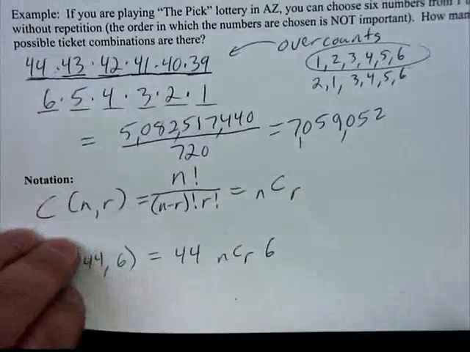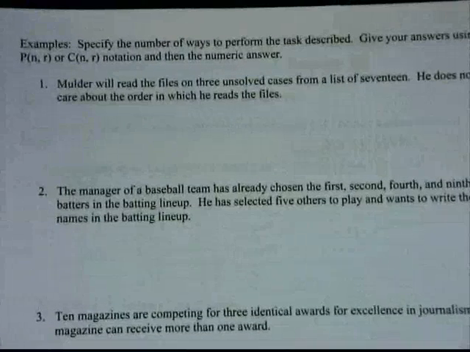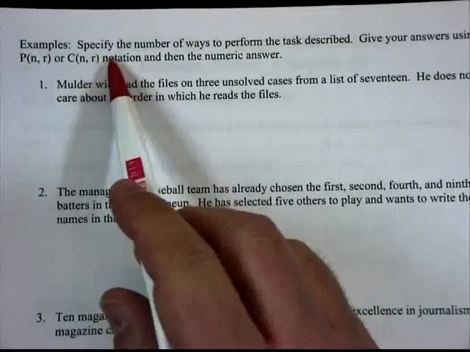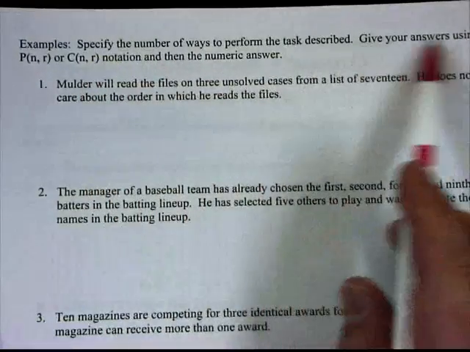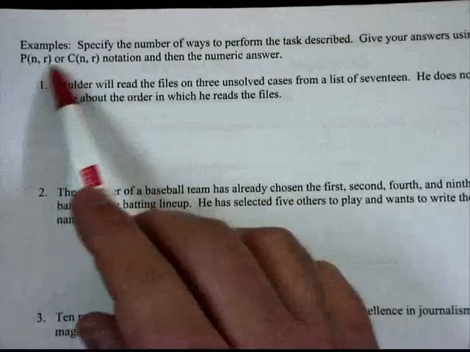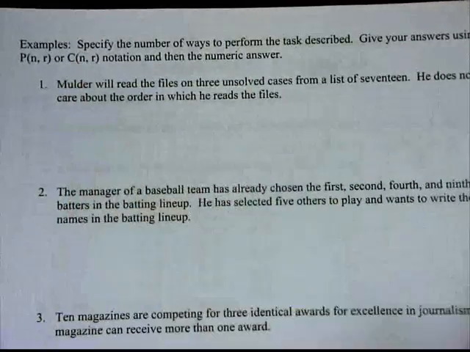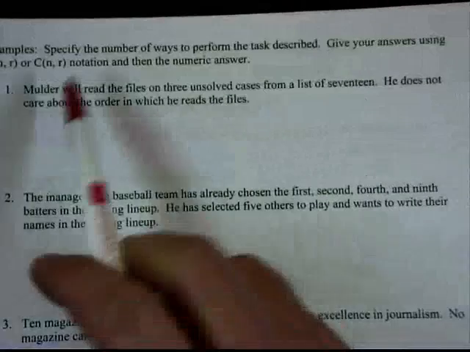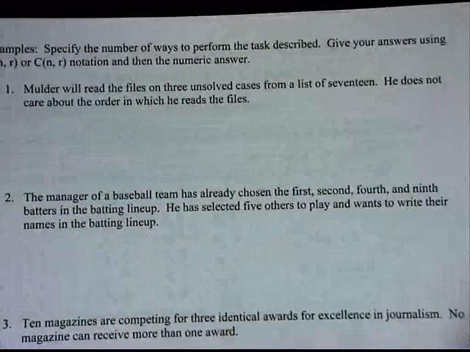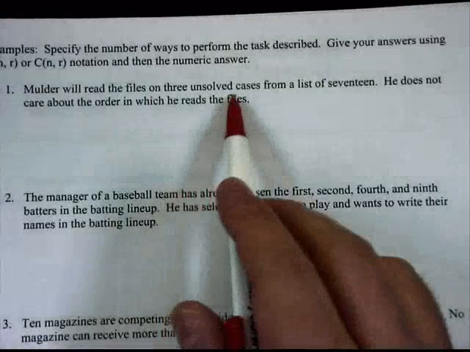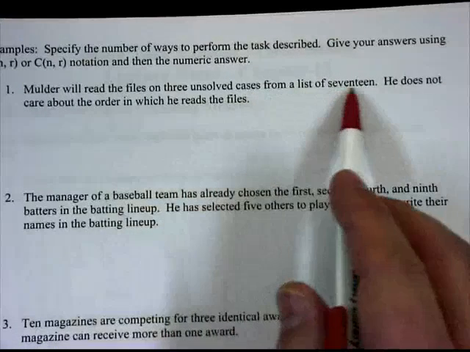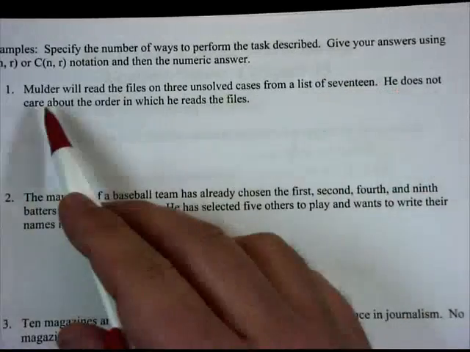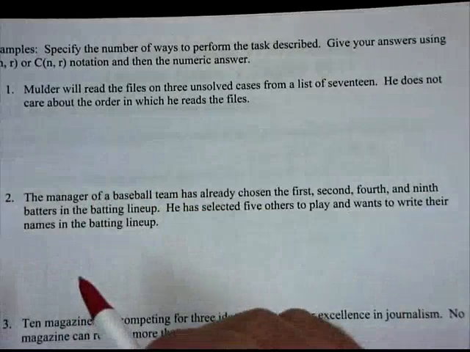Now let's go through a couple of examples and see if we can choose whether they are permutations or combinations or neither. So examples. Specify the number of ways to perform the task described and give your answers using this notation, and then find the numeric answer. So let's say that the following happens. Mulder will read the files on 3 unsolved cases from a list of 17. He doesn't care about the order in which he reads the files.